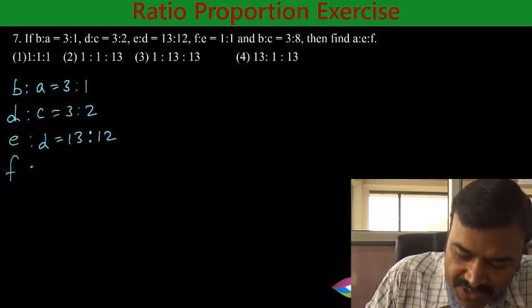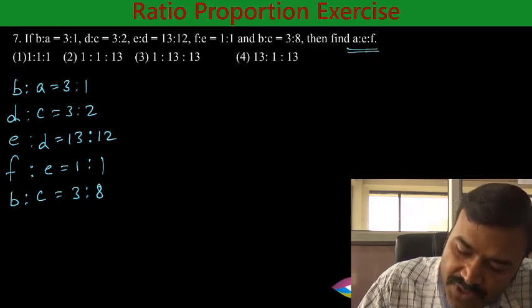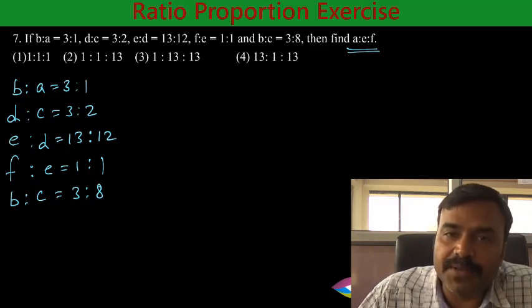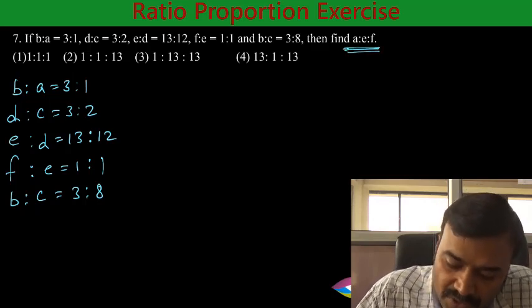And F is to E is equal to 1 is to 1. And B is to C is equal to 3 is to 8. Now what we have to do is find A is to E is to F. This is a very tricky and actually very simple question also. We just have to understand that we need to combine all of them properly. We need to combine 3 of them, but for that we need to combine almost all of them.